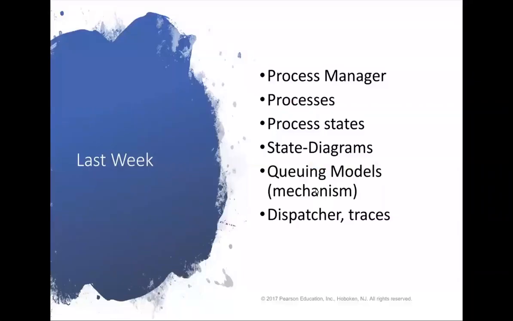Last week we talked about process manager, processes, process states, followed by different state diagrams, including the two-state model, five-state model, six-state model, and seven-state models. We have discussed different queuing models like first come, first serve, shortest job first, and the priority queues. We have also talked about the dispatcher as part of the operating system to schedule the switching between processes and the different traces as path of execution of each process.